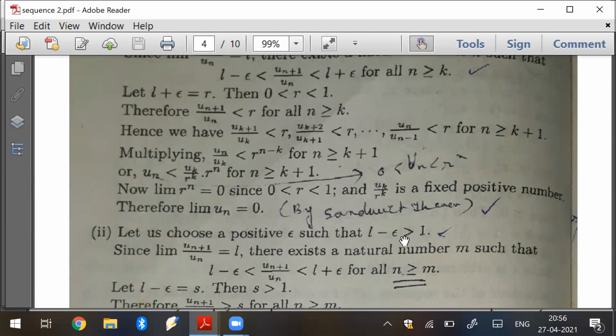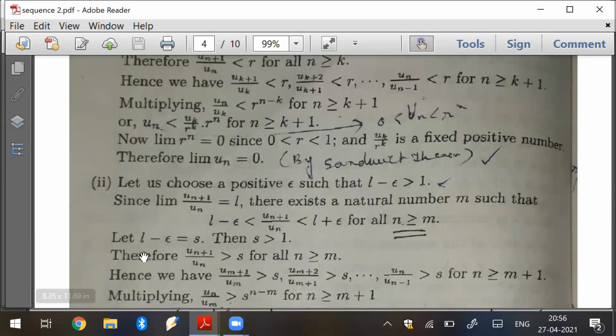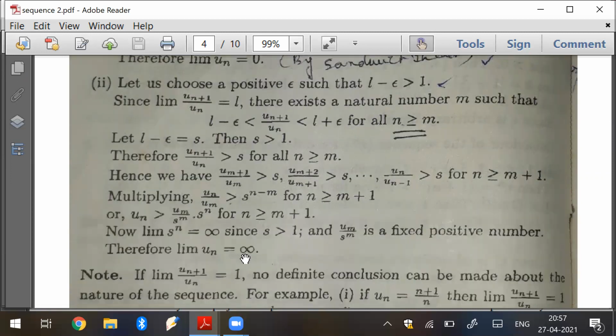So let us start with this. Since this is given already, you can apply the definition. You can get a natural number m such that this holds. Now let L minus epsilon be denoted as S. Now S is greater than 1 because of the choice of epsilon I have taken. L minus epsilon is greater than 1, so obviously S is greater than 1. So u_(n+1) by u_n is greater than S, for all n greater than or equal to m. Now again you write like that: n equal to m, m plus 1, m plus 2 up to n minus 1 you are taking. So you are going to get this again and again. Then you multiply all these inequalities.